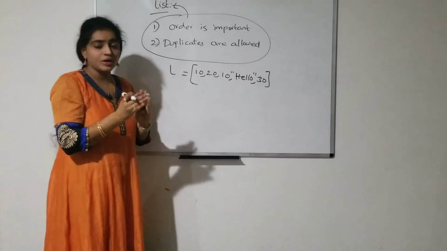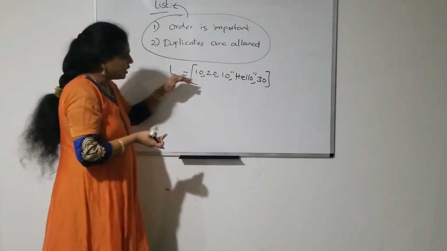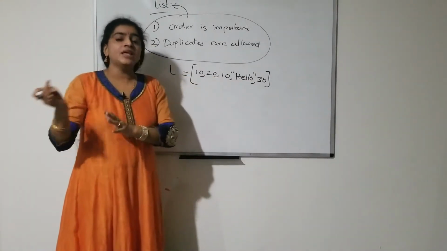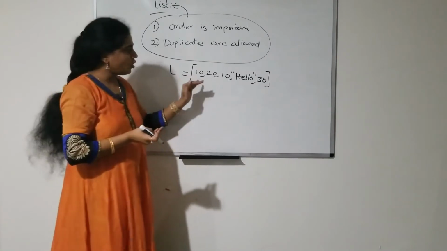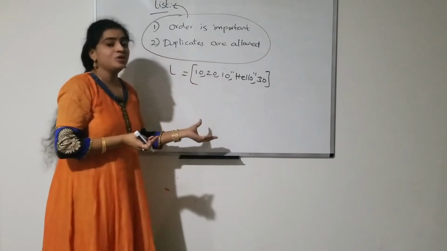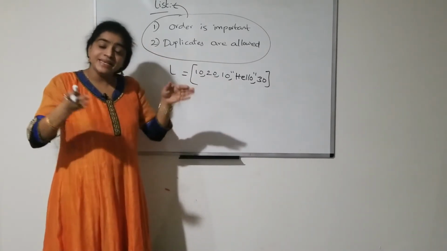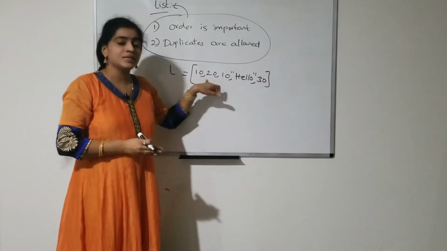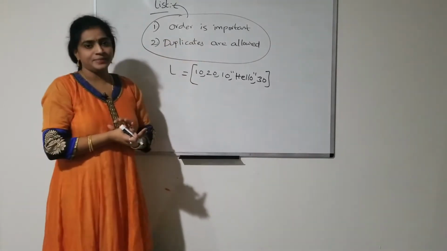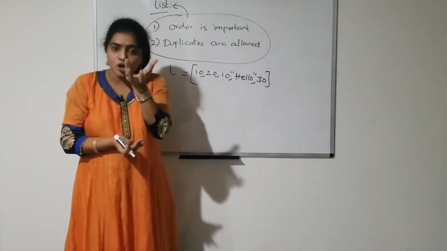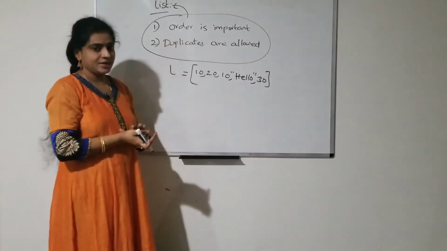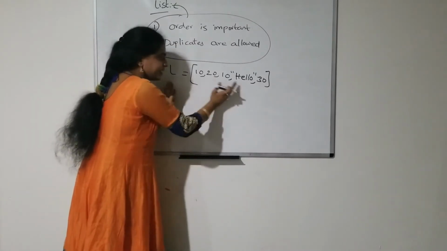What is meant by order? Order means how you are inserting the elements, in the same manner you will get the output. That is called order. Internally in the memory also, in the same manner these objects will be stored. That is nothing but insertion order. That means insertion order is preserved in this list data type. So, here this is my list data type.